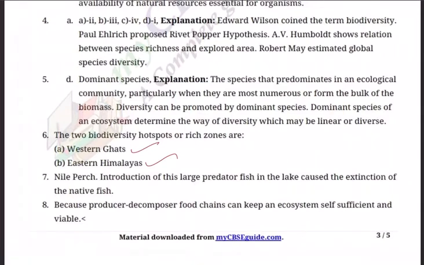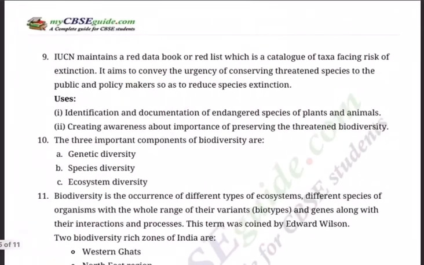And then question 7, Nile perch. Introduction of this large predator fish in the lake caused the extinction of native fish. So you need to remember this. And because producer-decomposer food chains can keep an ecosystem self-sufficient and viable.